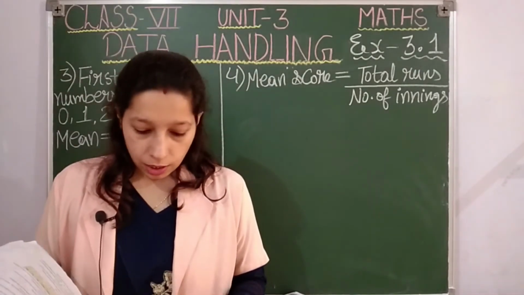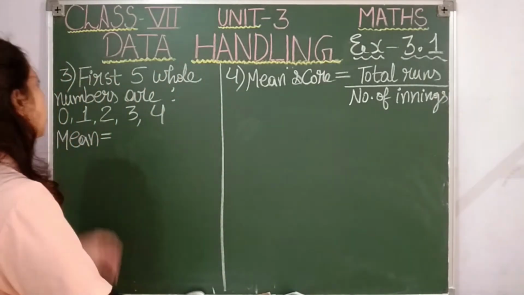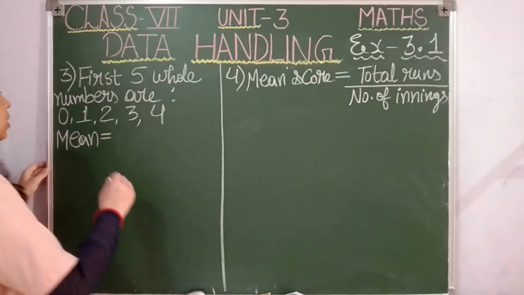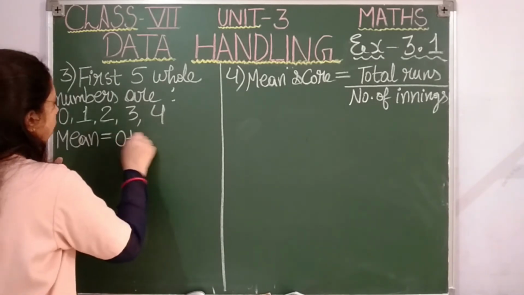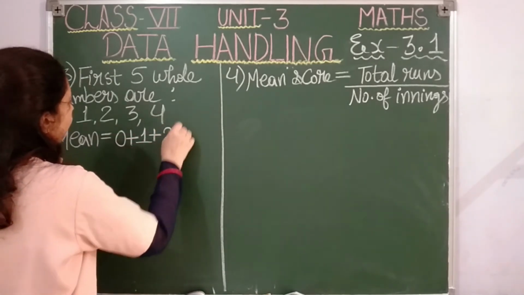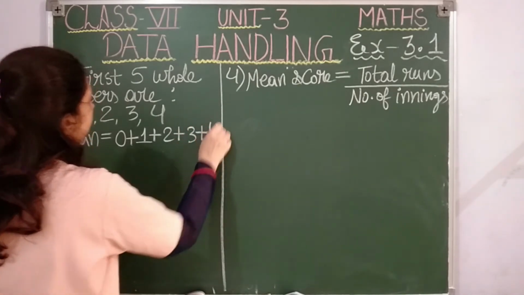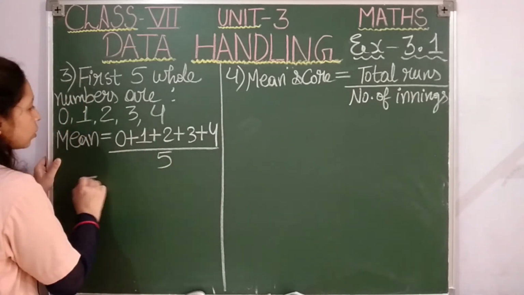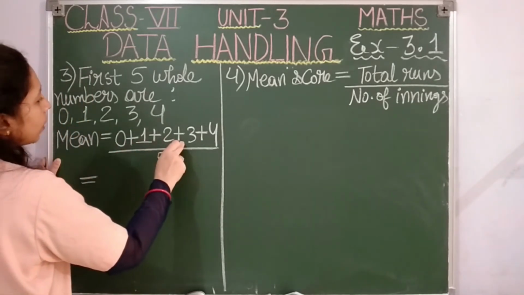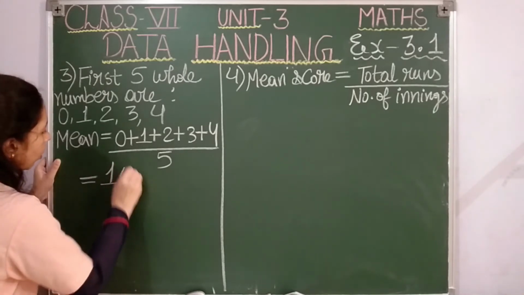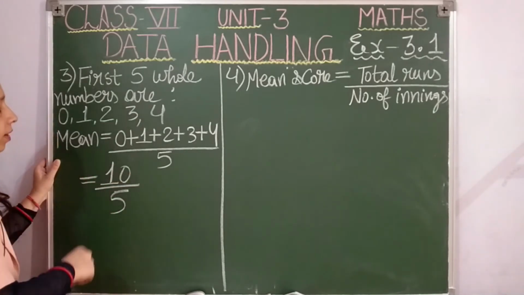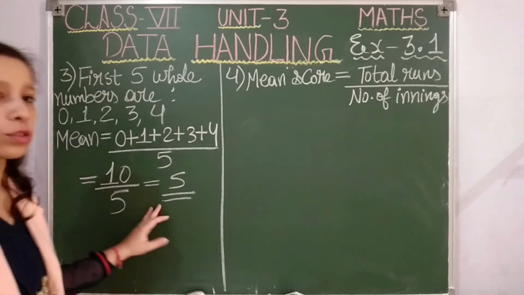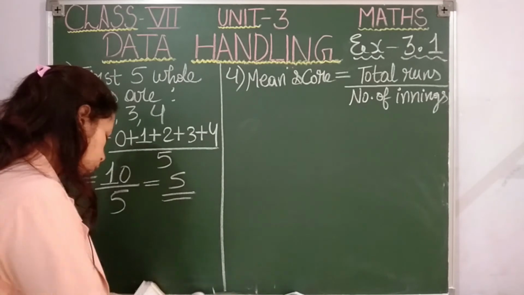So, students, solution number 3. Here I have written first 5 whole numbers are 0, 1, 2, 3, 4. Now, let us find the mean. Mean is sum of all observations divided by number of observations. So, here are the observations and the number is 5. So, let us add, students. 0 plus 1, 1, 1 plus 2, 3, 3 plus 3, 6, 6 plus 4, 10. We got total as 10, 10 upon 5. So, on cancelling, we will get the mean of first 5 whole numbers, which is equal to 2. Clear, students? Next question, question number 4.